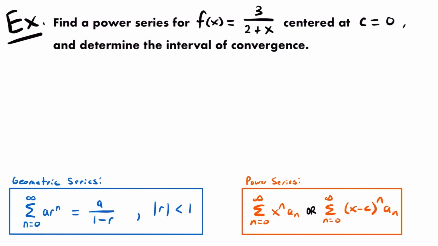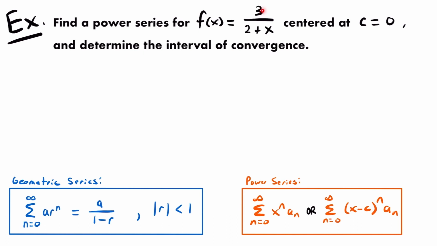And so x and x minus c are going to correspond to the common ratio r, because r is raised to a power of n as well. So we want to rewrite our function in this form of the sum of a geometric series where r is going to include x or x minus c, depending on where we want our power series centered. And that way we will be able to rewrite that expression as a geometric power series.